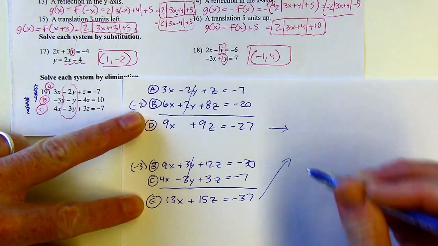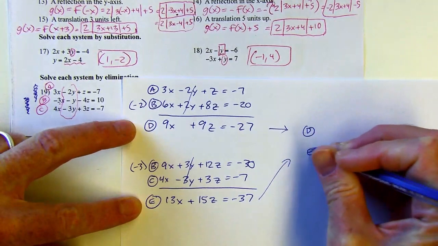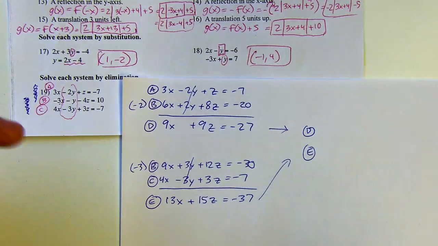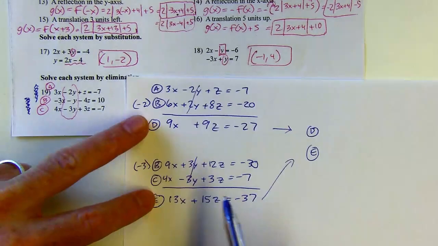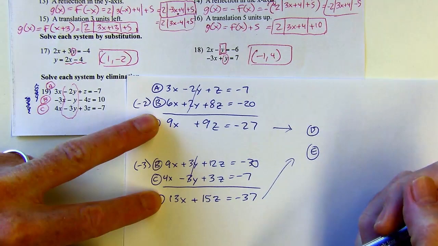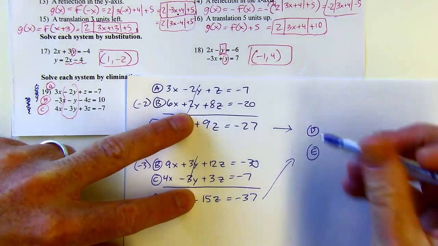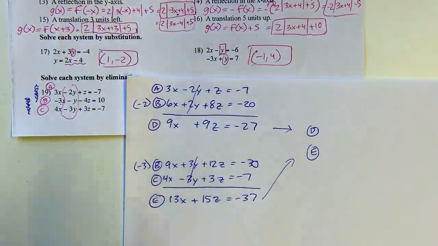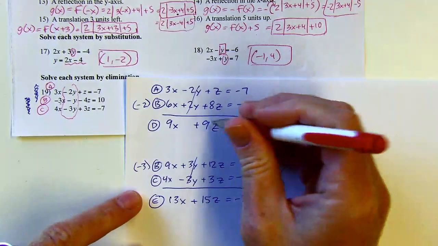Okay, so I'm going to create a new system of equations using D and E. And you could use substitution here, but I'm going to stick with elimination since I'm already going down that path. So I'm looking at the x's. I've got 9 and 13. Well, those don't work together great. And then I've got 9 and 15. Those don't work together great either. I'll try to eliminate the z's here.